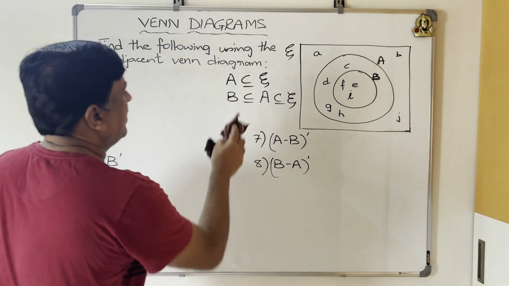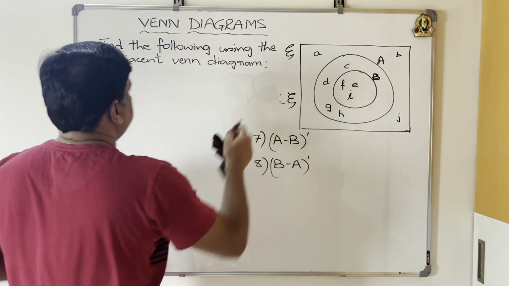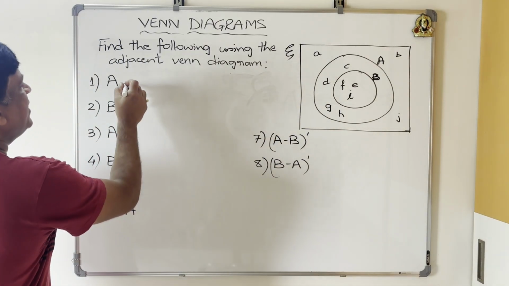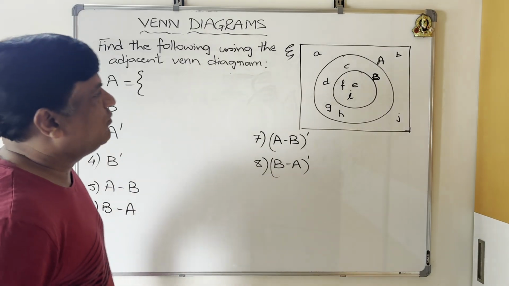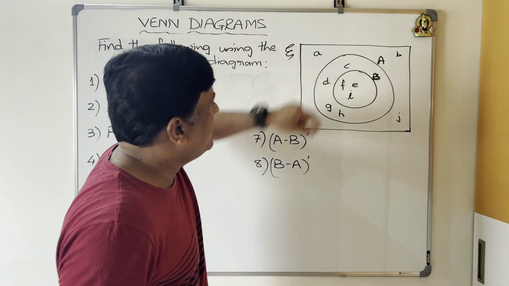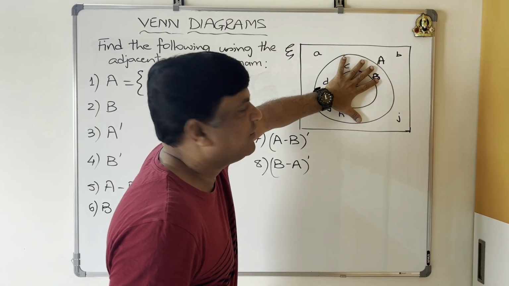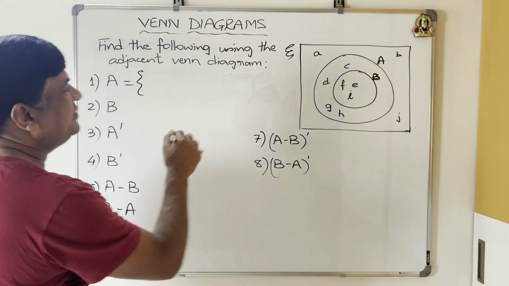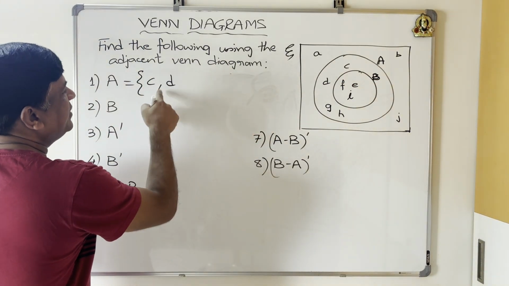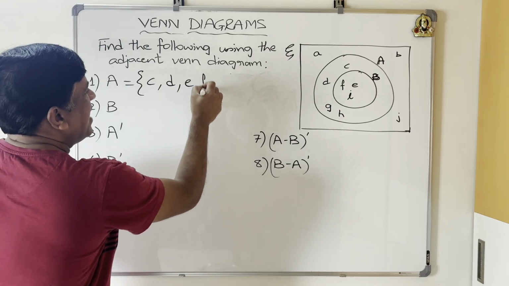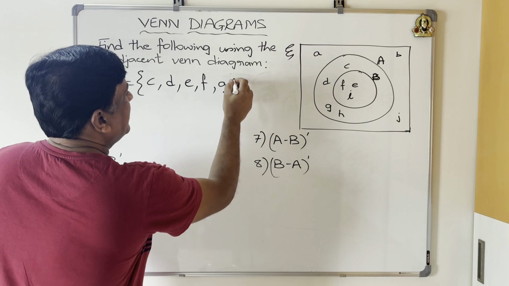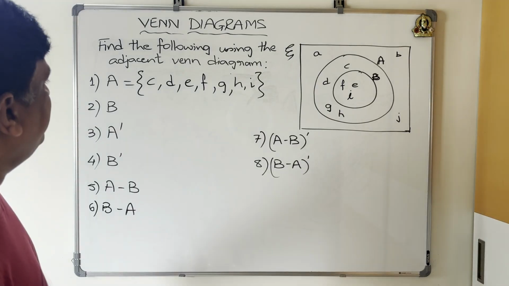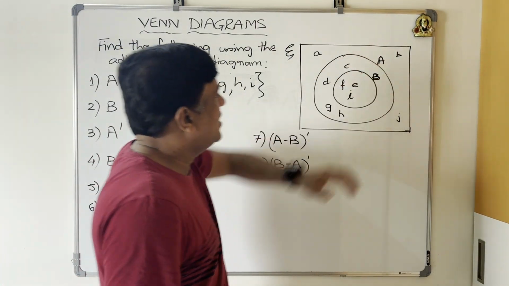Okay, let's get to it one by one. Now, what are they asking us to find? Find the value of A. What is the set for A in roster form? What all alphabets do you have in A? You look at it. You have to put everything, including elements of B also. So you start with C, because if you put it alphabetically, C, D, E, F, G, H, and I. Those are the elements which are part of the entire A. Now part of B.